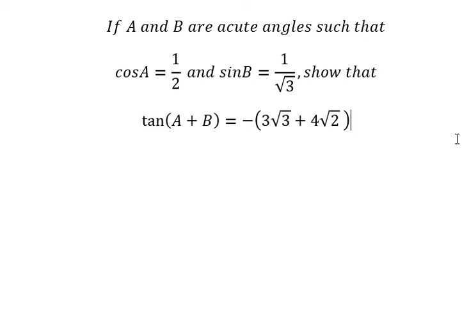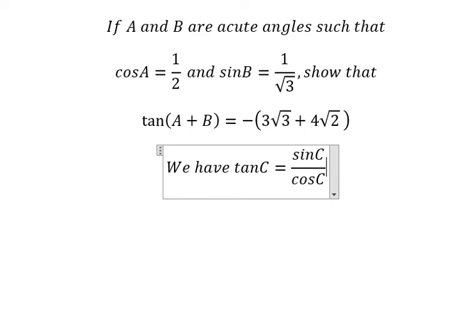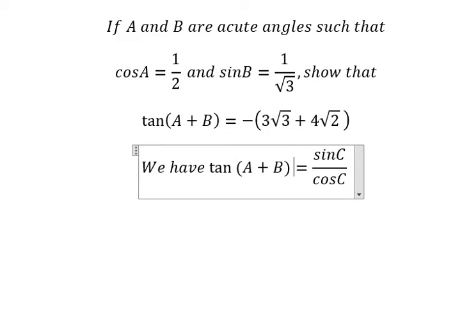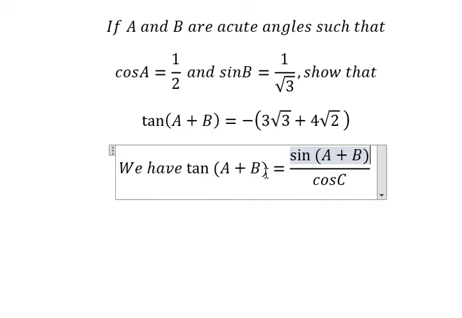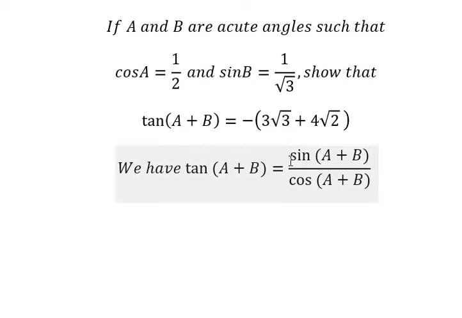So now I want to show you how to answer. We have the formula in here: tan C equals sin C over cosine C. So we change C into A plus B. Now we have the second formula in here.